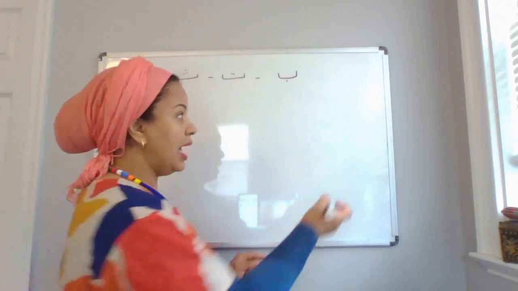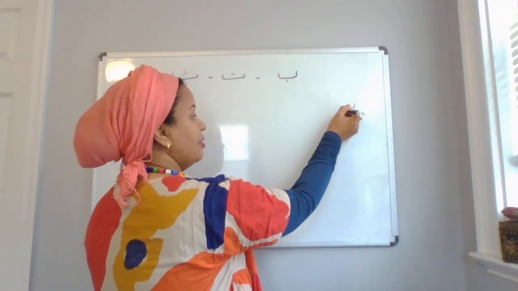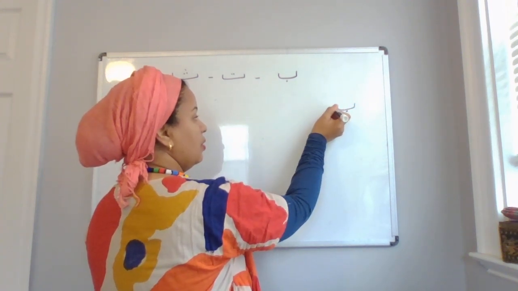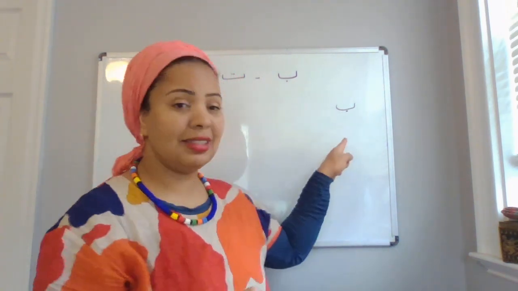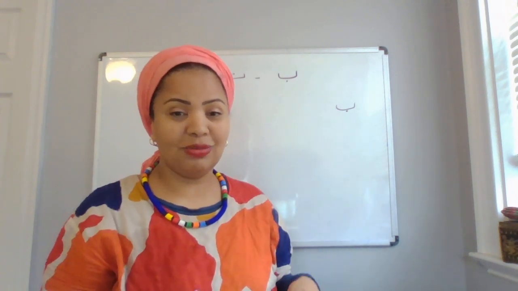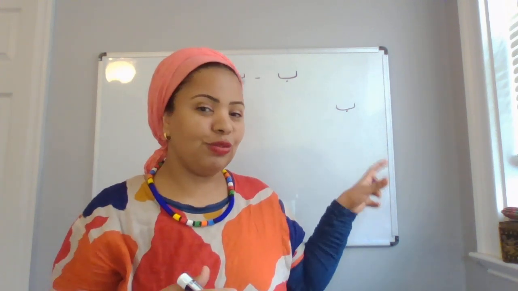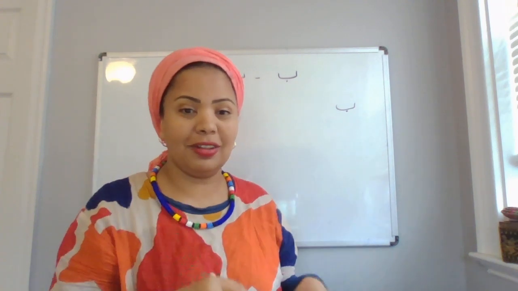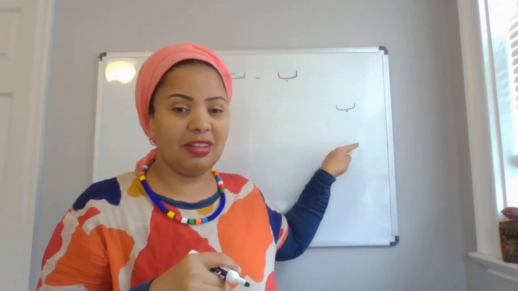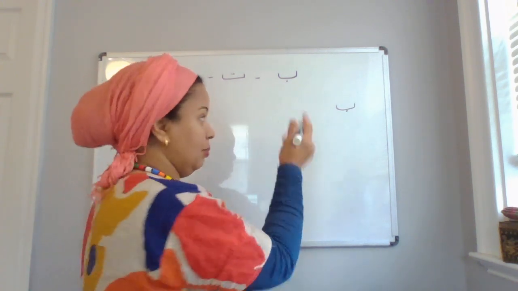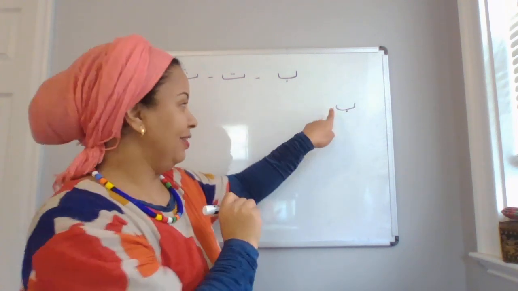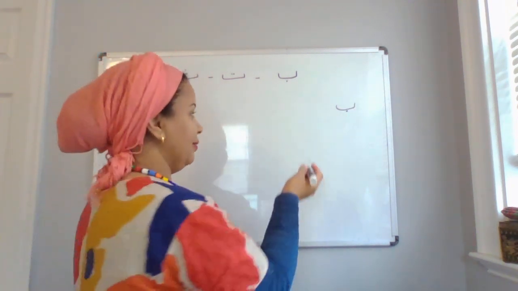The sound ba is written individually like this. Imagine if you love to eat or you love food, imagine that this is a plate and you're about to hide one piece of your favorite food underneath it. It's just ba with a dot, like a plate, and there is one dot only underneath the plate.